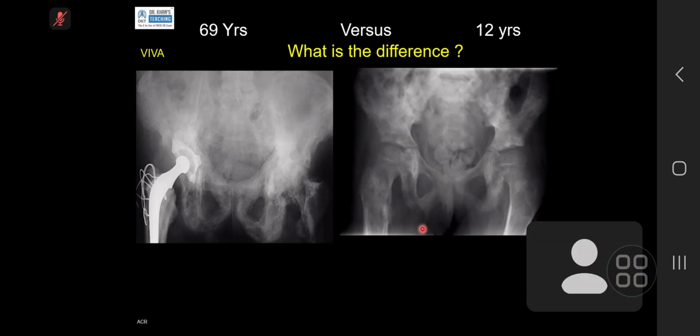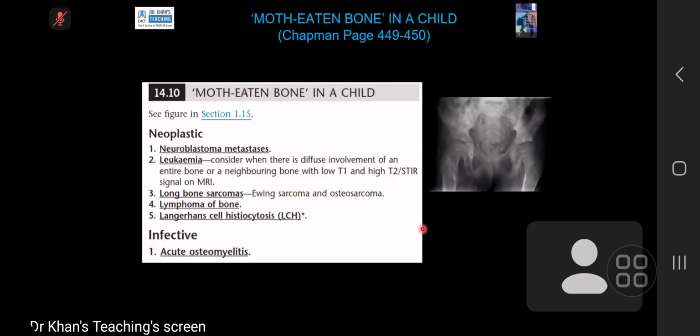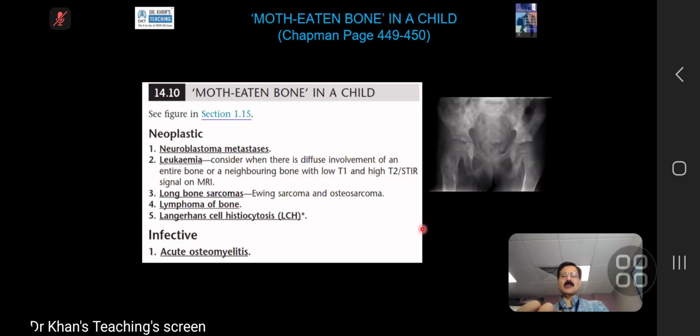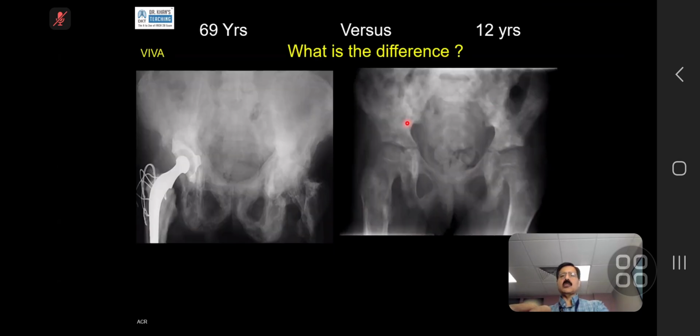Moth-eaten bone. Okay, and I wanted to show you moth-eaten bone. This is basically a gross finding, and it will happen with neuroblastoma metastasis and leukemia. These two are very important and bad things, actually: moth-eaten and diffuse abnormal.